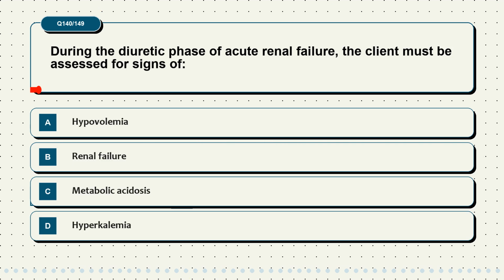Question 140. During the diuretic phase of acute renal failure, the client must be assessed for signs of. Here are the options. Option A. Hypovolemia. Option B. Renal failure. Option C. Metabolic acidosis. Option D. Hyperkalemia.